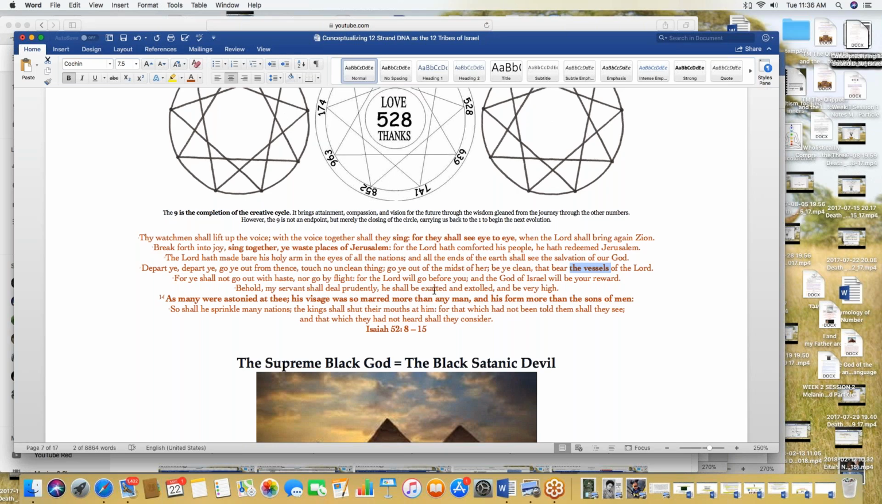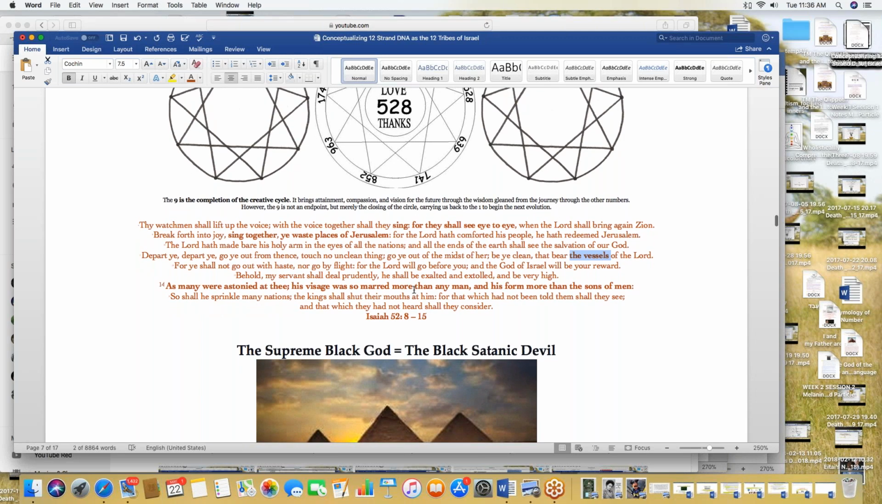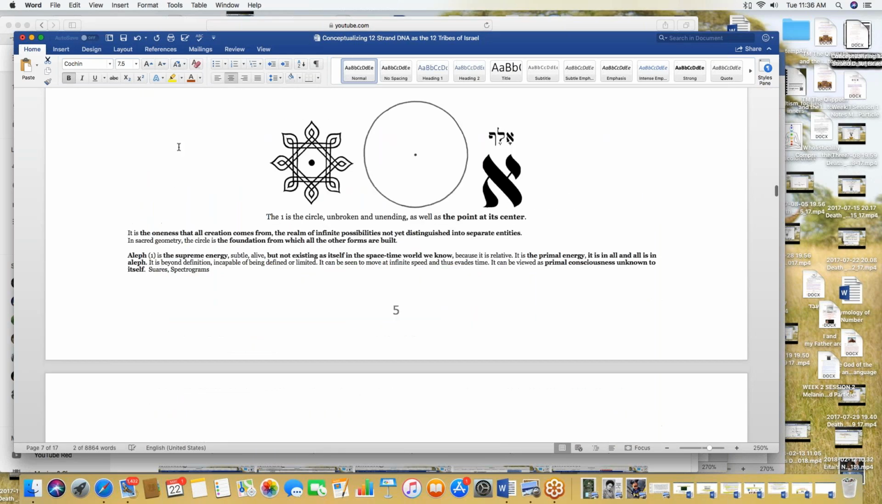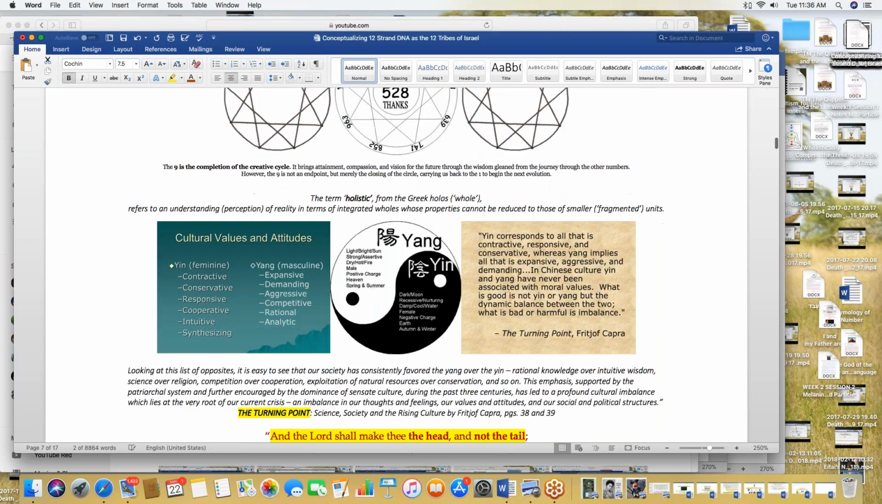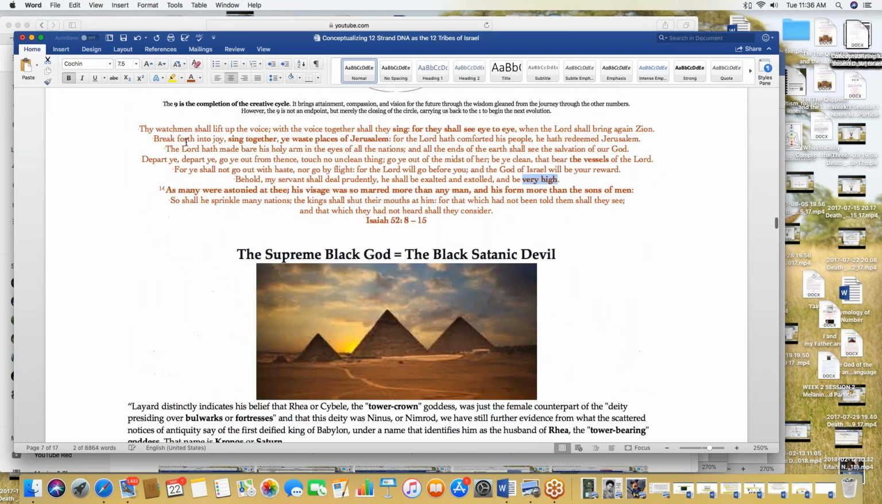For the Lord will go before you, and the Lord God of Israel will be your rearward, or your rear guard. Behold, my servant shall deal prudently. He shall be exalted and extolled and very high. This is why he was taken up to a high mountain to see the city in the book of Revelation 21. Are y'all with me? But here's what happened, family. As many were astonished by thee, his visage was so marred more than any man, and his form more than the sons of man.